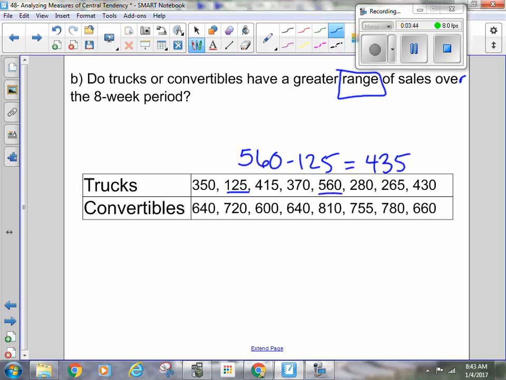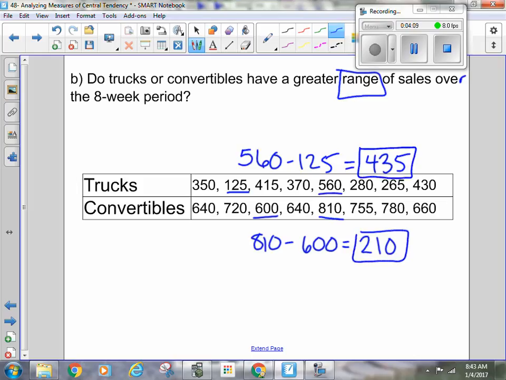Convertibles, I'm looking for my smallest number again, and in here I see my smallest number to be 600, and then I'm looking for my largest number. My largest number is 810, so I'm going to subtract the 2 of them to find my range. And I find my range to be 210. So convertibles have bigger numbers, but they are closer together because they're only 210 away, whereas my trucks are 435 away. So trucks have a greater range.